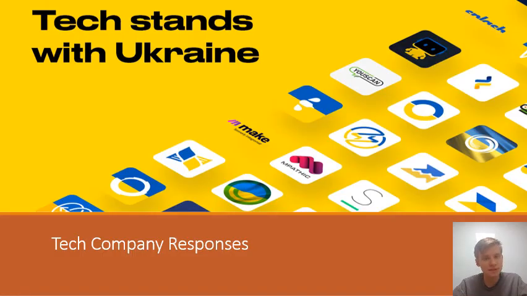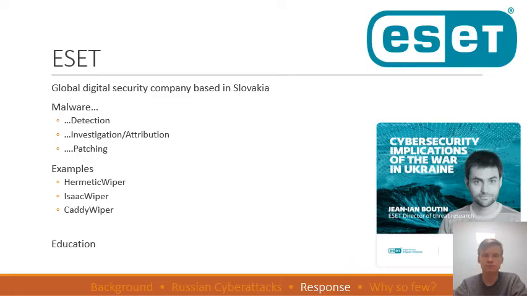The next question then becomes, what does the response to this look like? We're going to talk mostly about tech companies, but also a little bit about the Ukrainian government and volunteer hackers from around the world. The first company I'll talk about is ESET. ESET is a global digital security company that's actually based in Slovakia, in the Eastern Europe vicinity, and they have been very important through this process.